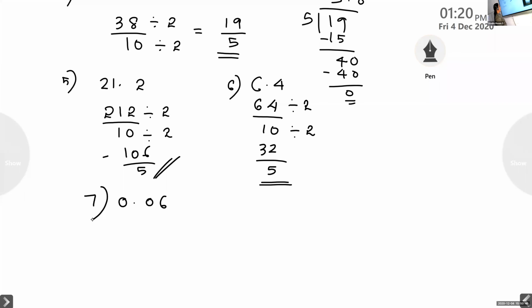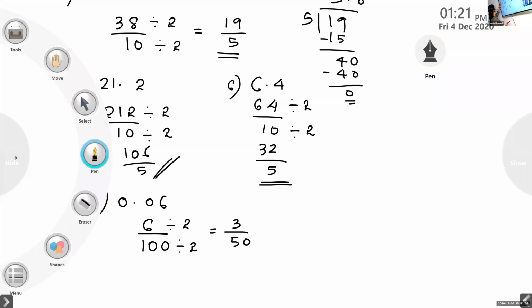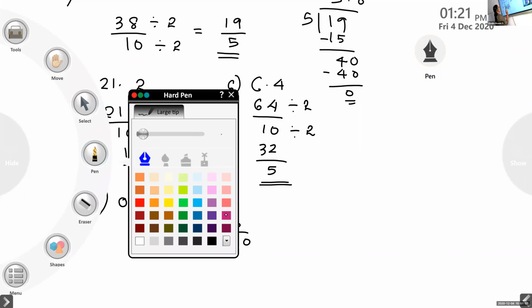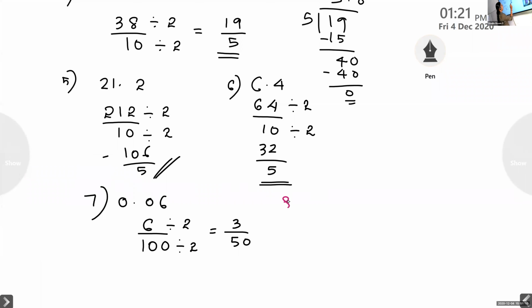What is the answer? How many decimal places are there? Ma'am, 2 decimal places. So 6 by 100. Reduce to lowest form. Divide by 2, you will get 3 by 50. Clear? Yes, ma'am. Now, next question, 8th one, 0.75. So according to the decimal places, you have to select the number which we are dividing by, either 10, 100 or 1000.